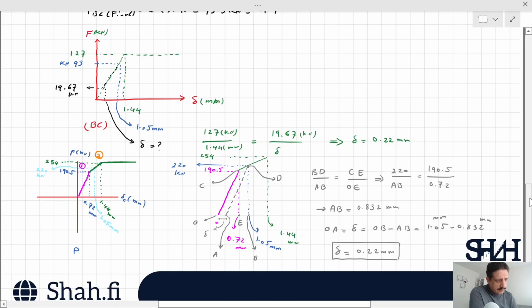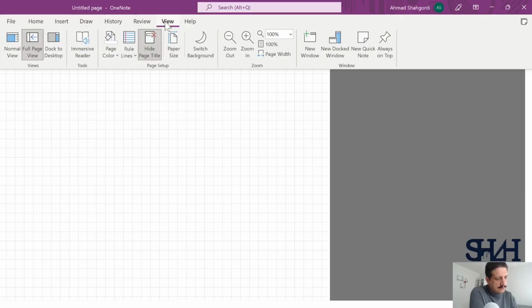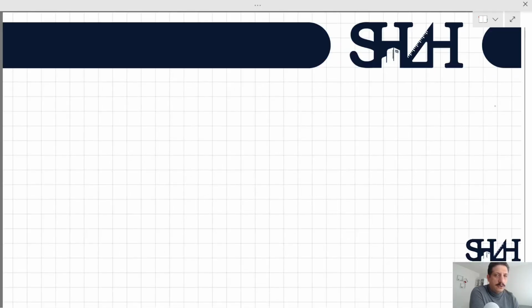And also we can calculate the residual stress in each element. So after unloading, F inside AC will be 19.67 kilonewton. Also in BC, it will be 19.67 kilonewton. So the stress, as far as they are with the same diameter, same material, will be 19.67 kilonewton divided by pi times 30 millimeter squared divided by 4, the same value for the other one, 28 megapascal.